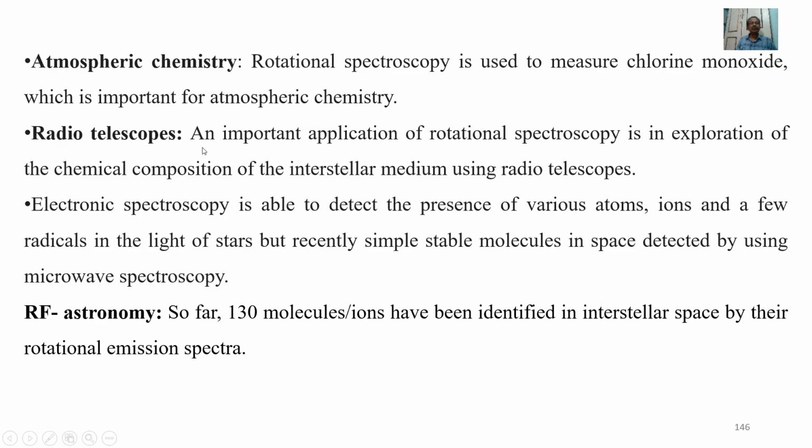Radio telescopes. An important application of rotational spectroscopy is in exploration of the chemical composition of the interstellar medium using radio telescopes. Electronic spectroscopy is able to detect the presence of various atoms, ions, and a few radicals in the light of stars, but recently simple stable molecules in space were detected by using microwave spectroscopy. RF astronomy. So far, 130 molecules or ions have been identified in interstellar space by their rotational emission spectra.